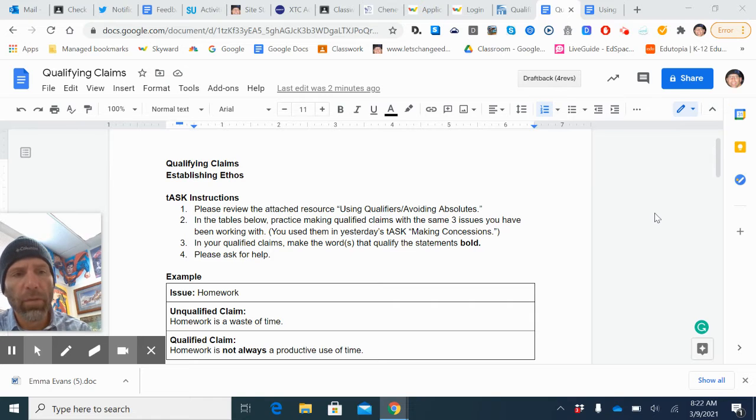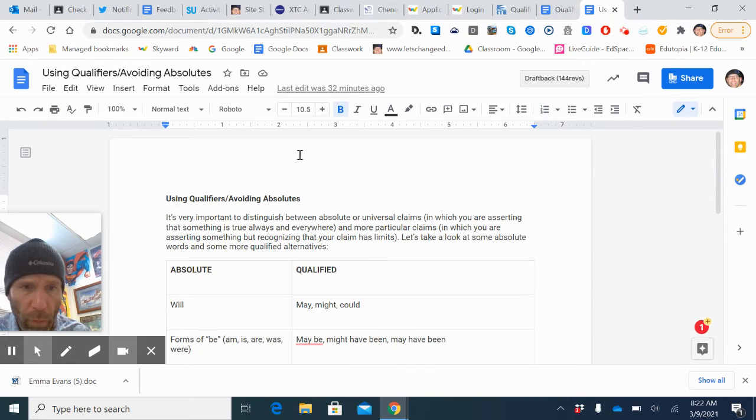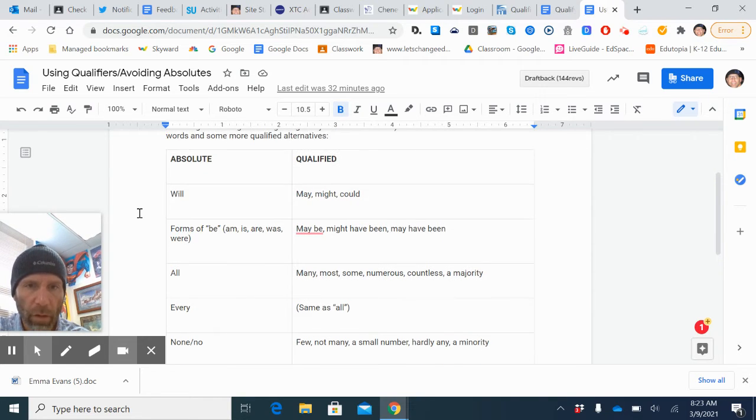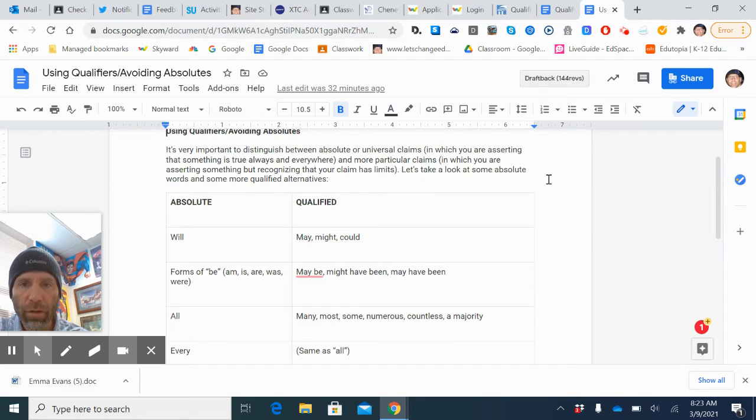Maybe you've had some experience in the past with using qualifiers. Maybe you haven't. Qualifiers can be used in different ways. Today's task is going to ask you to use them in such a way that we avoid absolutes. I've attached a resource for you called Using Qualifiers, Avoiding Absolutes. Here on the left, they provide words that typically create absolute situations. And on the right, they provide some alternatives in terms of words that qualify it and make it a little easier to defend.